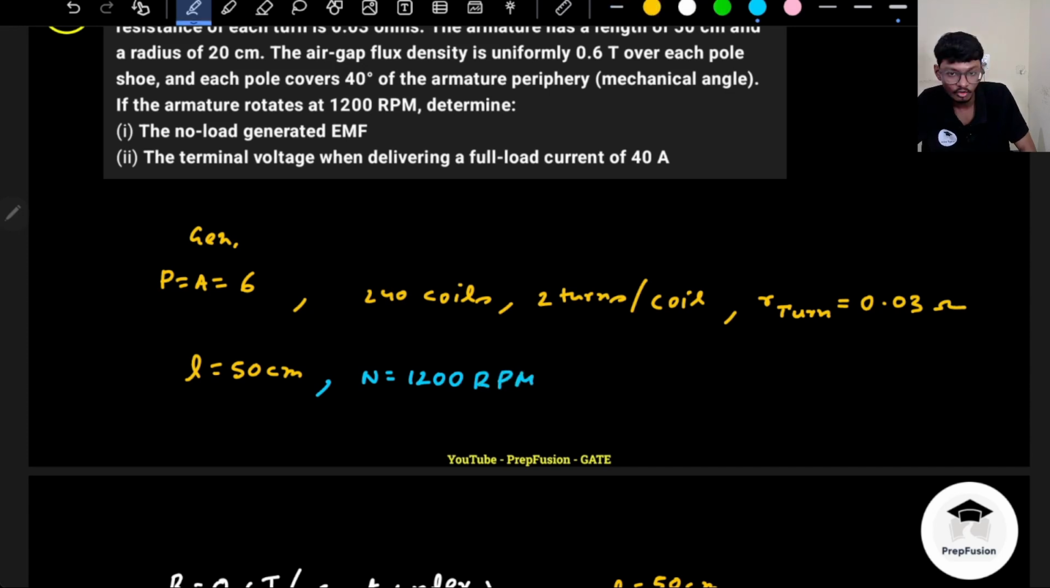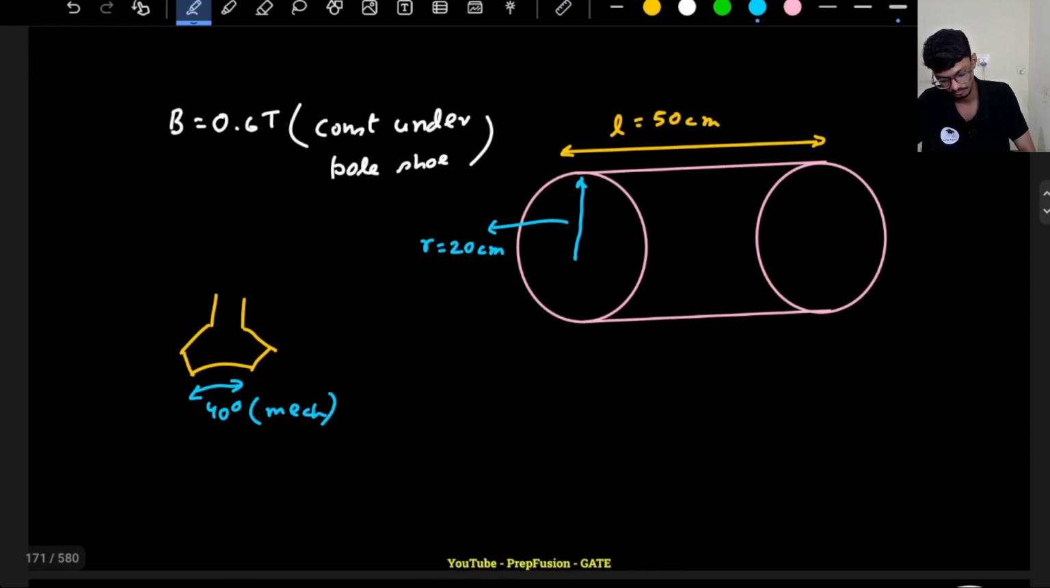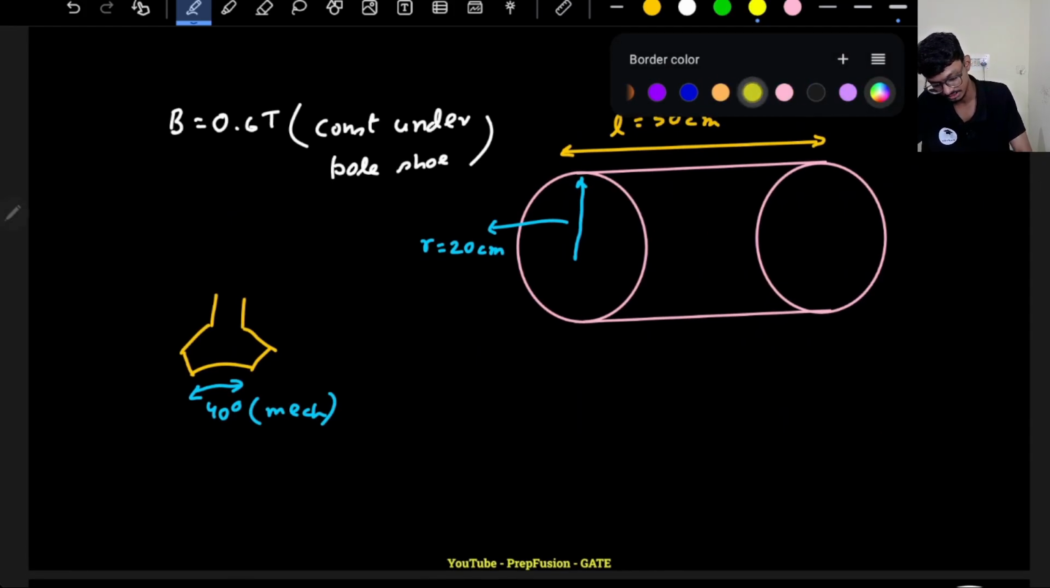Remember the formula we had derived, phi Z N P by 60A, that was for a sinusoidal flux. Here, is the flux density sinusoidal? No. If you see the flux density, it is not sinusoidal.